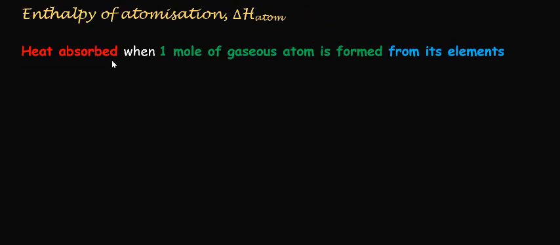Next, let's have a look at the enthalpy of atomization. Heat is absorbed, so the delta H should be a positive value when 1 mole of gaseous atom is formed. Here we talk about the gaseous atom form, which is the product. The gaseous atom must come from its element.